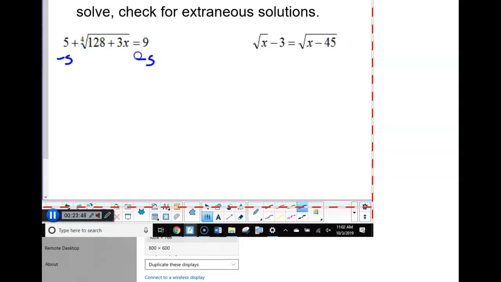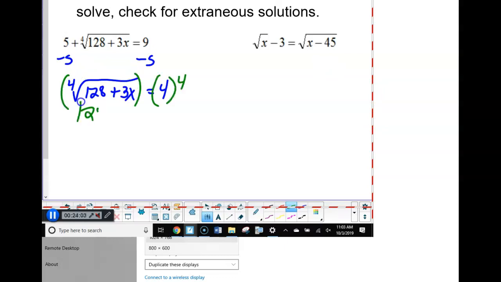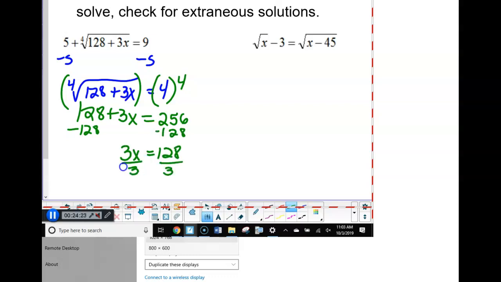Subtract 5. So I have the 4th root of 128 plus 3x equals 4. Then what would you do? Both sides to the 4th. So you'd have 128 plus 3x equals, anybody know what 4 to the 4th would be? I want to say 256. Okay. Then we'd subtract 128, which is 128, isn't it? And then that's not going to be a nice answer, I don't think. 128 over 3.